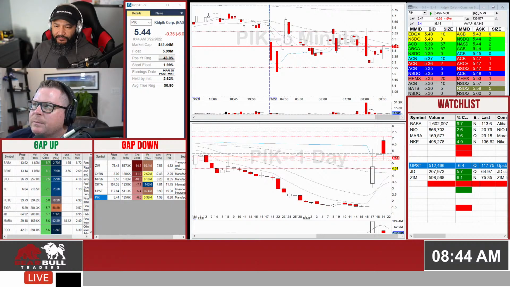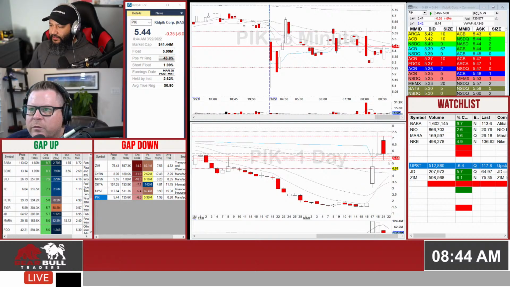And this is the one that had the news, the big news, right? With Disney, right? I think they announced a partnership with Disney of some sort. So we'll see how that develops. But again, just be careful on this one here. 6 million shares float. All right, that is what we have so far.